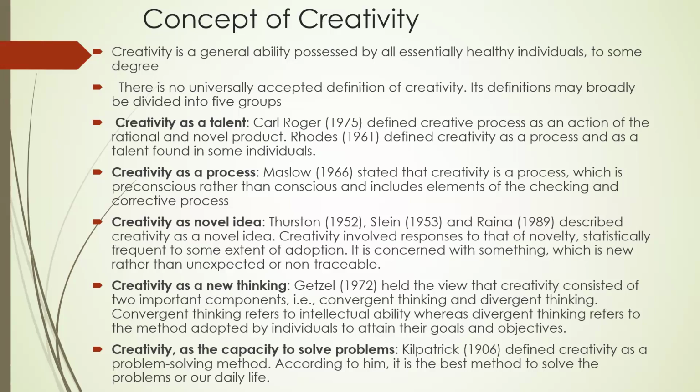There is no universally accepted definition of creativity. As I mentioned earlier, there are thousands of different types of definitions for creativity. Accordingly, these definitions can be divided into 5 groups, mainly under 5 categories. So, creativity as a talent. According to Carl Rogers, he defined the creative process as an action of the rational and novel product.